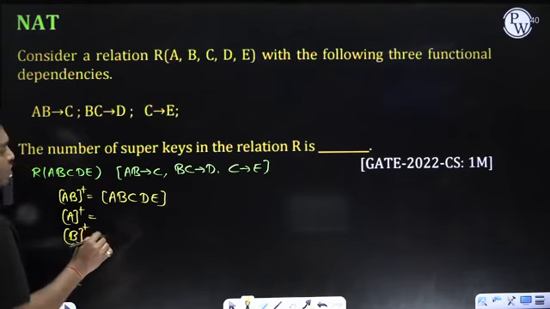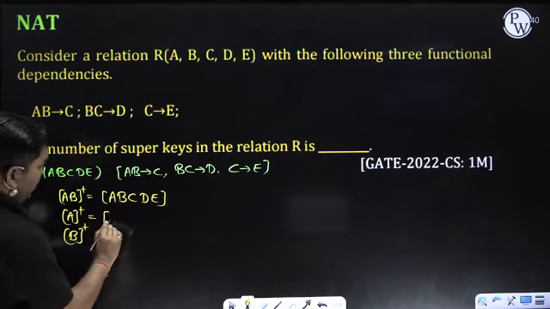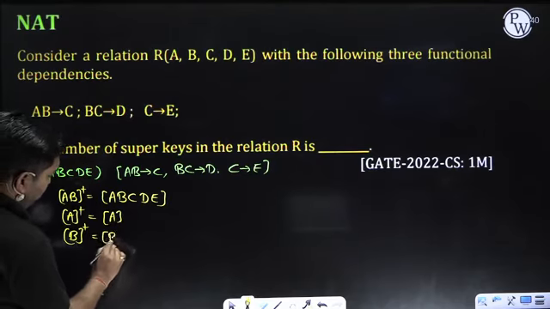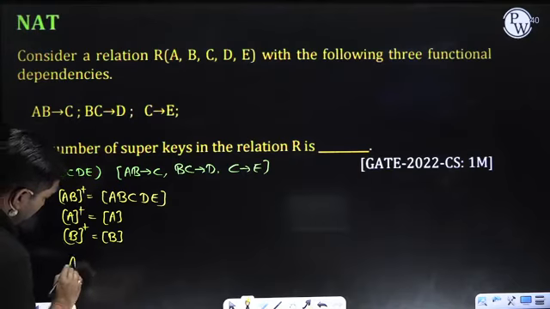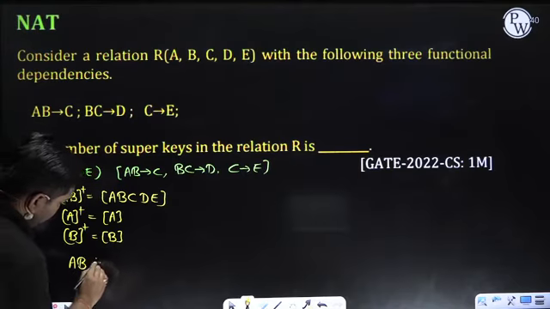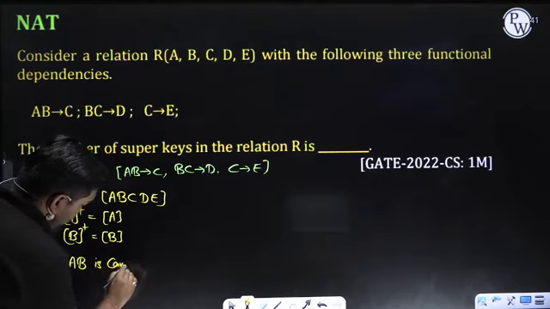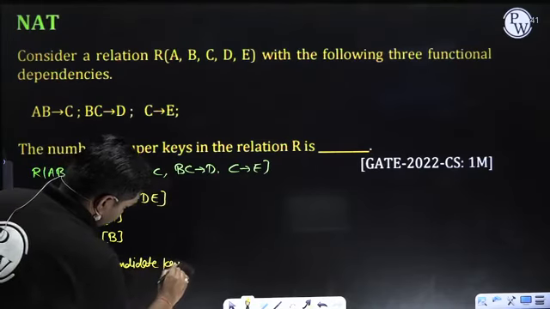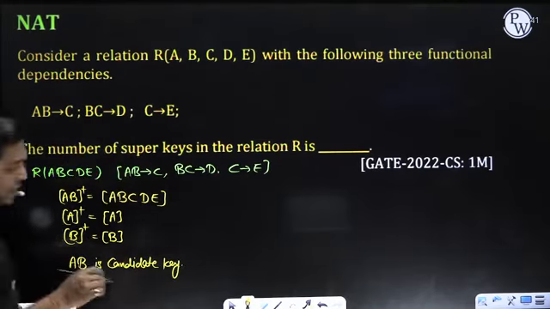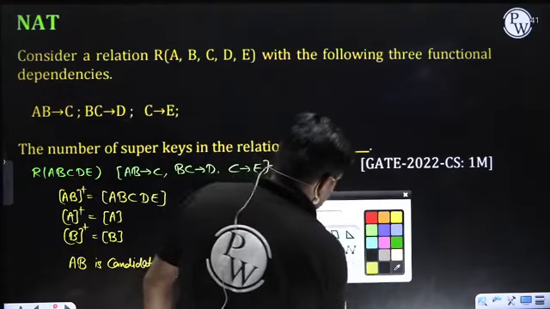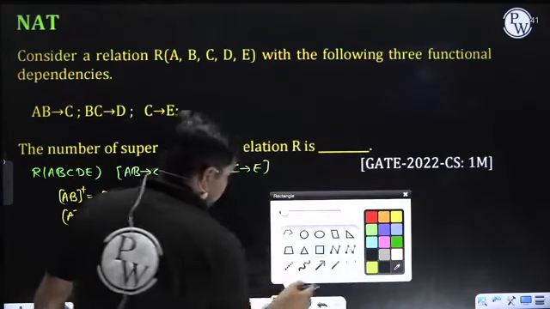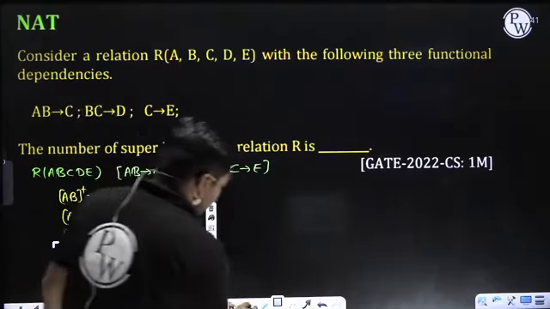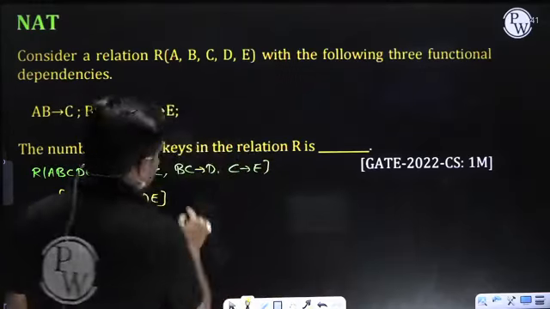When we take the closure of A, we are getting only A. When we take the closure of B, we are getting only B. So we can say AB is a candidate key. The first candidate key is AB. Okay, but here it is asking about the super key.